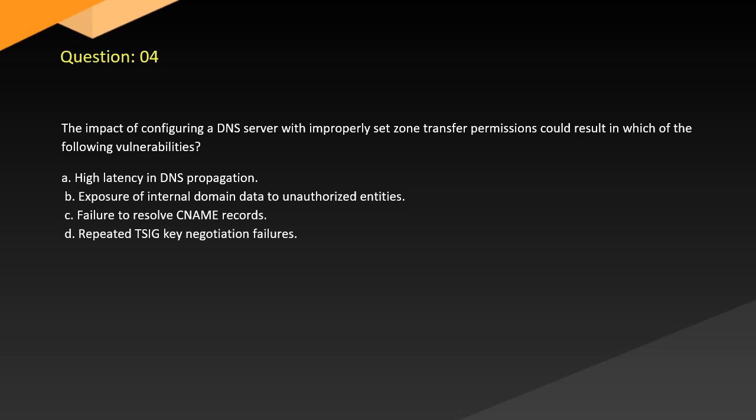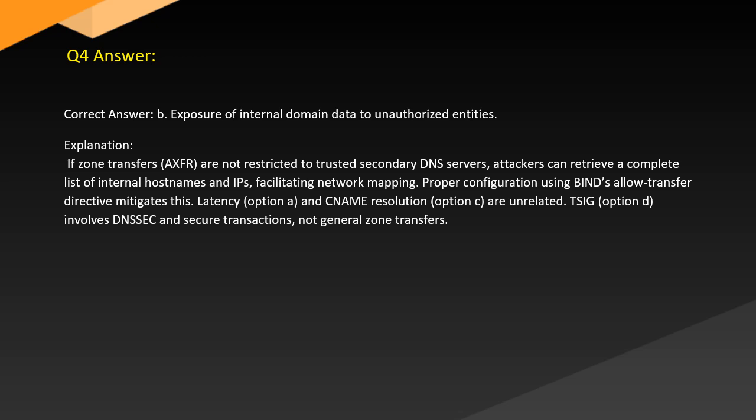Question 4. The impact of configuring a DNS server with improperly set zone transfer permissions could result in which of the following vulnerabilities? A. High latency in DNS propagation. B. Exposure of internal domain data to unauthorized entities. C. Failure to resolve CNAME records. D. Repeated SIG key negotiation failures. Answer. Correct answer, B. Exposure of internal domain data to unauthorized entities.